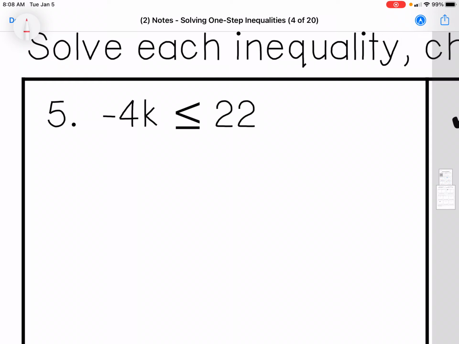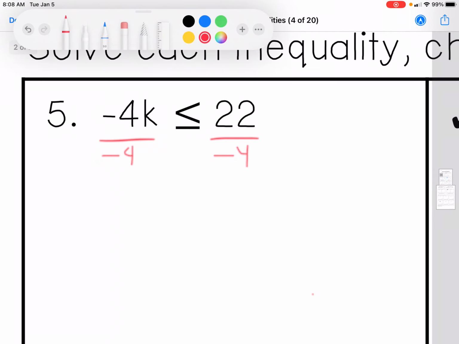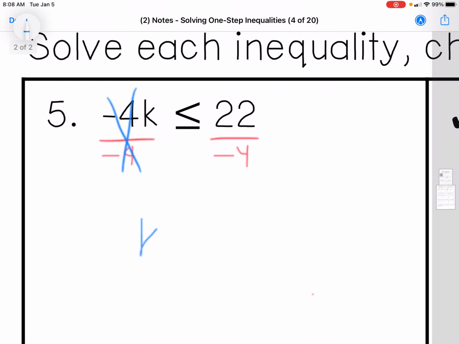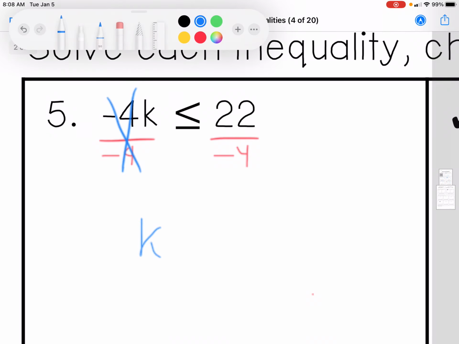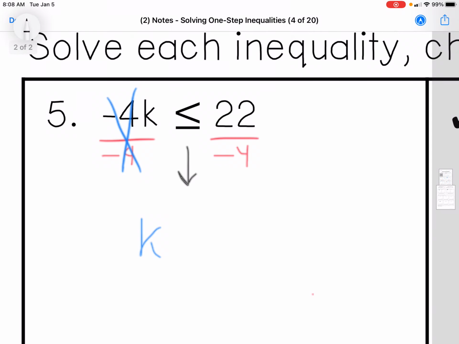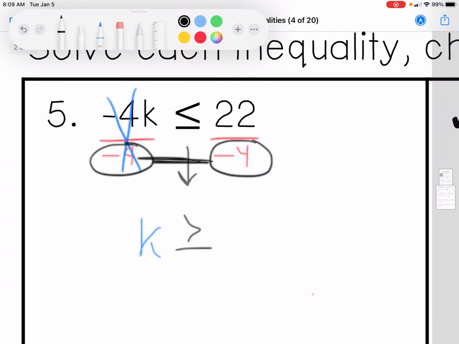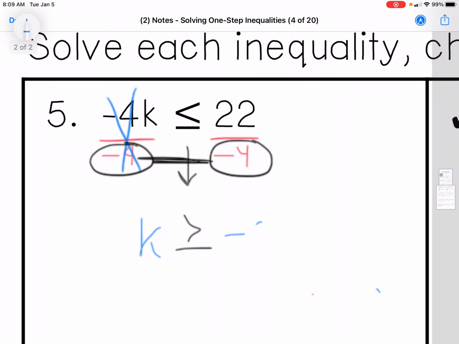So when you divide or multiply both sides by a negative, watch what I do. Okay, we're going to divide by -4. These go away. You're left with K. Now watch what I do right here. All I did was flip it because I divided or multiplied both sides by a negative, so I flipped the sign. Okay. 22 divided by 4 is -5.5.